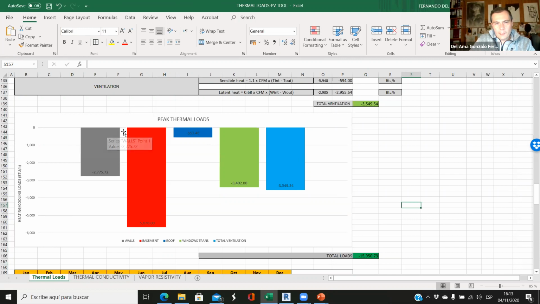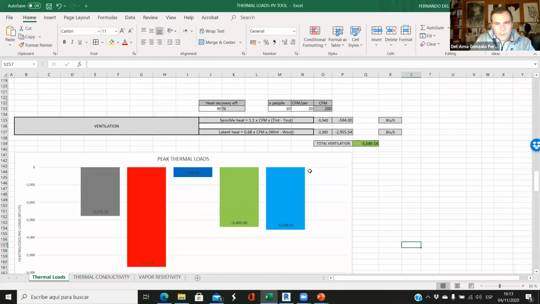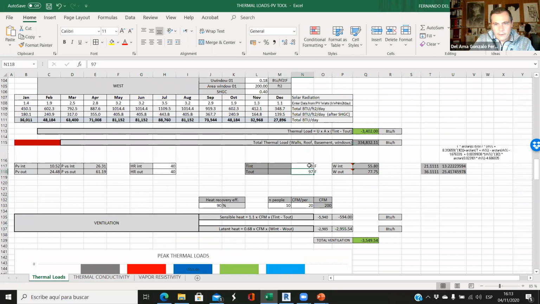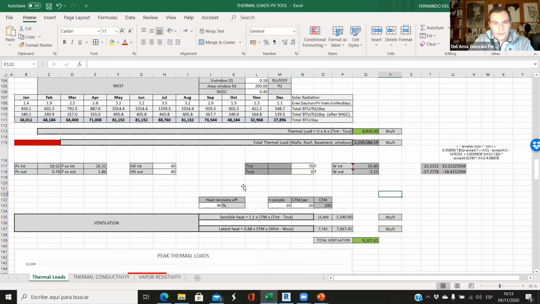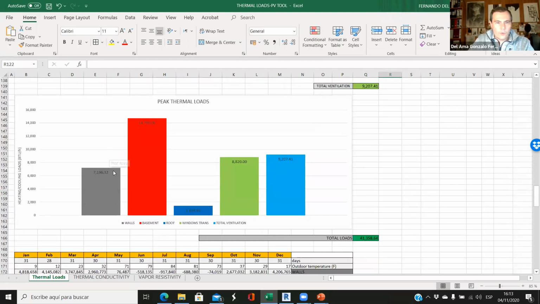In cooling, we have this option. It goes downwards because the outdoor temperature is higher than the indoor temperature. In winter, it is the other way around. It goes upwards, okay? So these are the peak thermal loads, heating or cooling thermal loads.